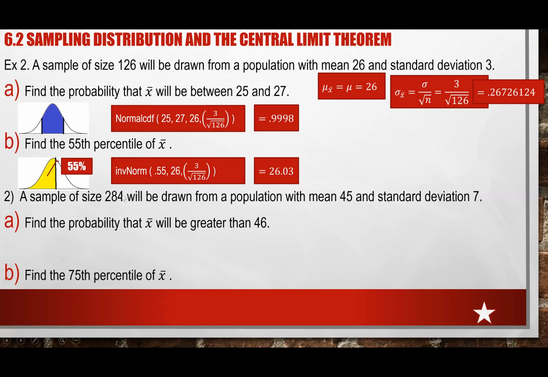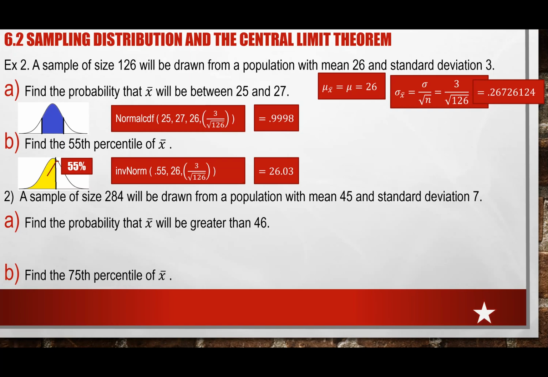It doesn't matter what the population is. My sample size, my n, is very big. It's more than 30, so I'm good to go. I can use my normal distribution for the population with the mean of 45 and the standard deviation of 7. Everybody see that this is your typical question, and now they ask you to find the probability and the 75th percentile, which is the same question as in 6.1. It's just that now we are dealing with a sample.